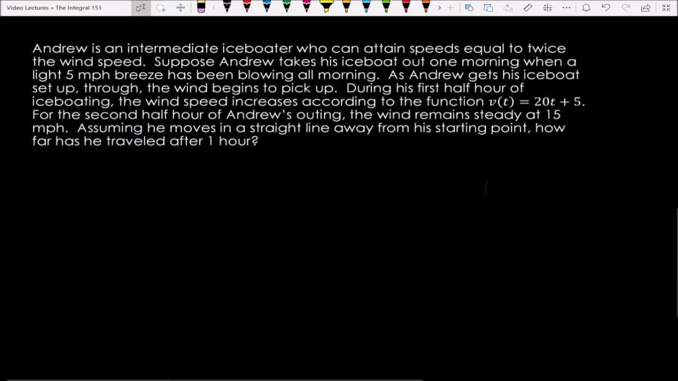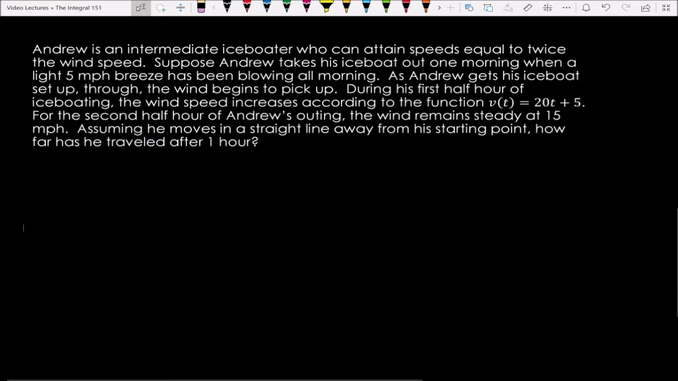Next, Andrew is an intermediate ice boater who can attain speeds equal to twice the wind speed. Suppose Andrew takes his ice boat out one morning when a light 5-mile-per-hour breeze has been blowing all morning. As Andrew gets his ice boat set up, though, the wind begins to pick up. During his first half hour of ice boating, the wind speed increases according to the function 20t plus 5. For the second half hour, the wind remains steady at 15 miles per hour. Assuming that he moves in a straight line away from his starting point, how far has he traveled after 1 hour?